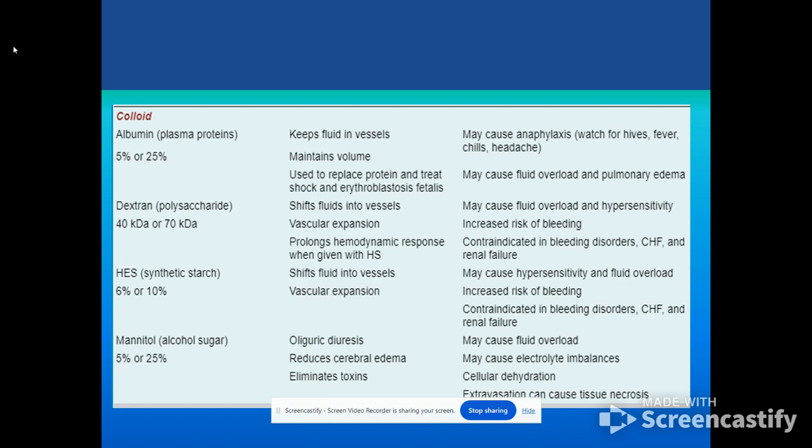So when you are administering albumin, we need to keep in mind listening to the patient's lungs because it can cause pulmonary edema. We need to make sure there are no crackles in the lungs, and that they're not having extensive JVD, things like that. Then we have dextran. This will help to shift the fluids into the vessels as well. It is also a vascular expander. Again, this one can also cause fluid overload and hypersensitivity, and can increase the risk of bleeding. So we don't want to give it to patients who have bleeding disorders, congestive heart failure, and renal failure, because it will put too much pressure on the heart and the kidneys.